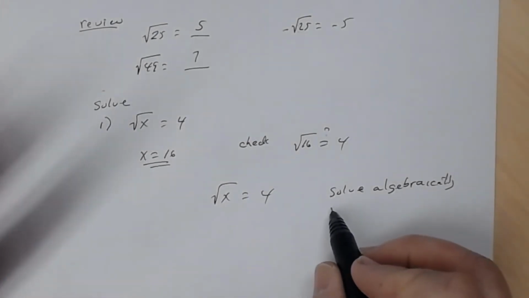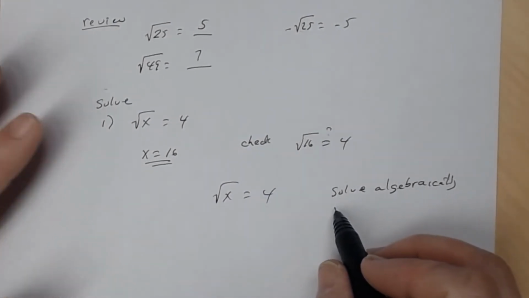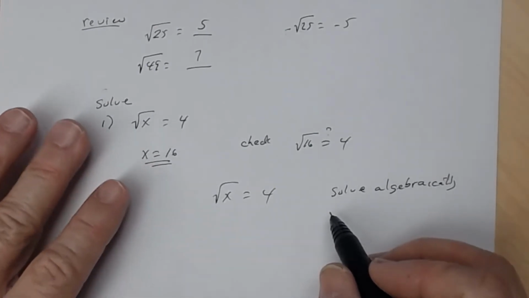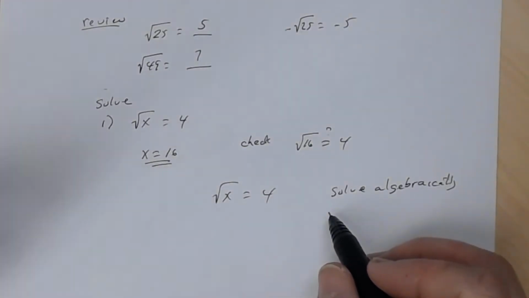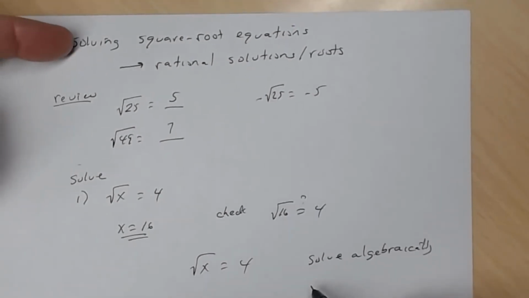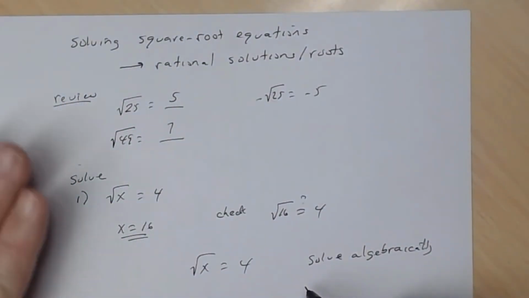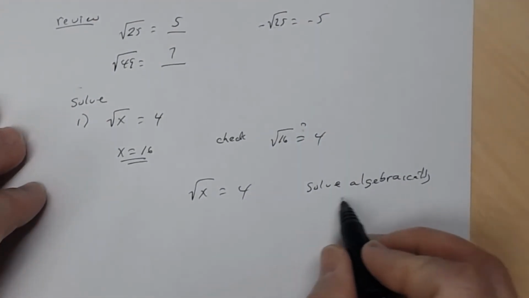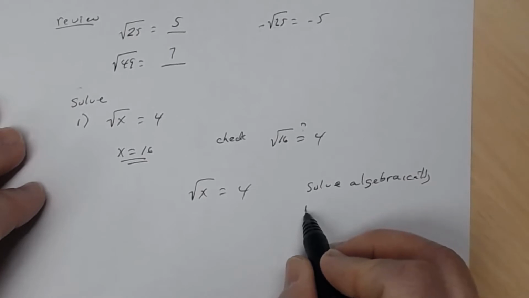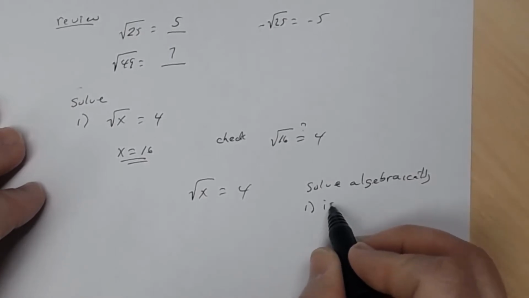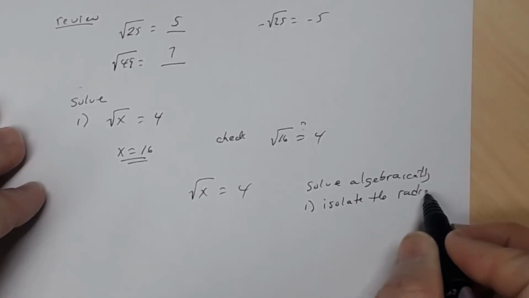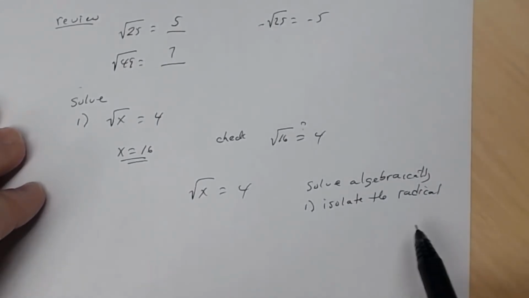So when solving a square root equation, for us it's only going to involve one square root expression. There are situations where there could be 2 radicals in it, but for this particular lesson, you're only dealing with 1. To solve these algebraically, the first step is to isolate the radical. In other words, get the radical by itself. Get the square root by itself.